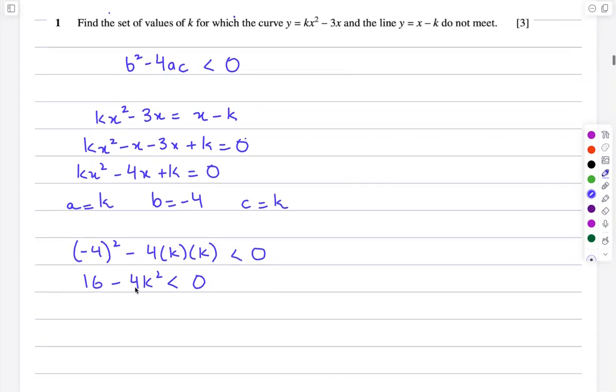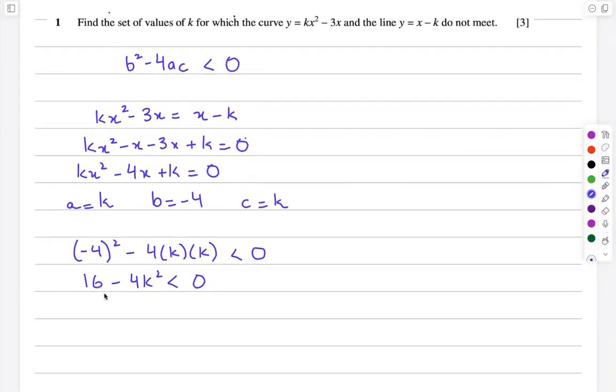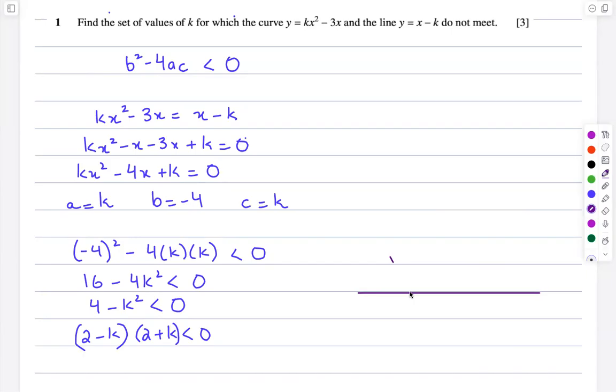Now we can factorize this, so we can first divide this by 4. So this will become 4 minus k squared less than 0. And factorizing this, this will become 2 minus k and 2 plus k less than 0. Now, once we have these values of k, we have to give the correct inequality sign with them. So making the points on a graph, one of the values is plus 2 and one of the values is minus 2.